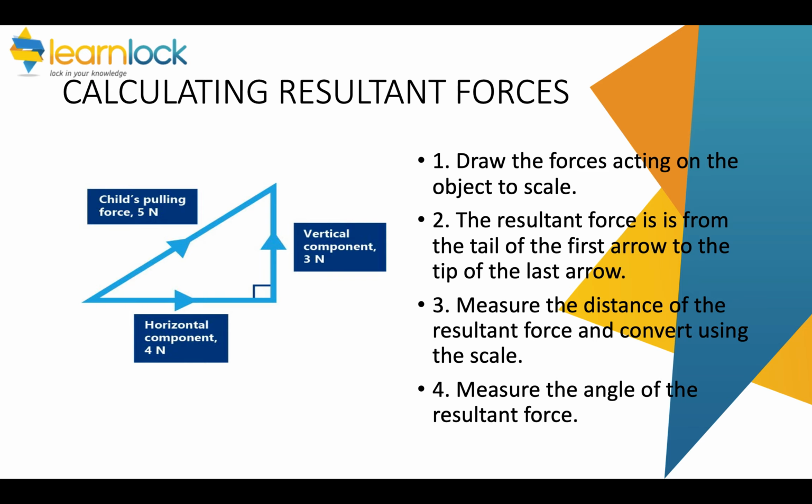You'll also need to know how to calculate resultant forces in diagrams. To do this, you will be given the forces acting on the objects. You would draw this out and use an appropriate scale. And then, to calculate the resultant force, you would draw a line from the tail of the first arrow to the tip of the last arrow, as shown here. And then using your scale, you will measure the length of this using a ruler. And that will give you the overall resultant force.